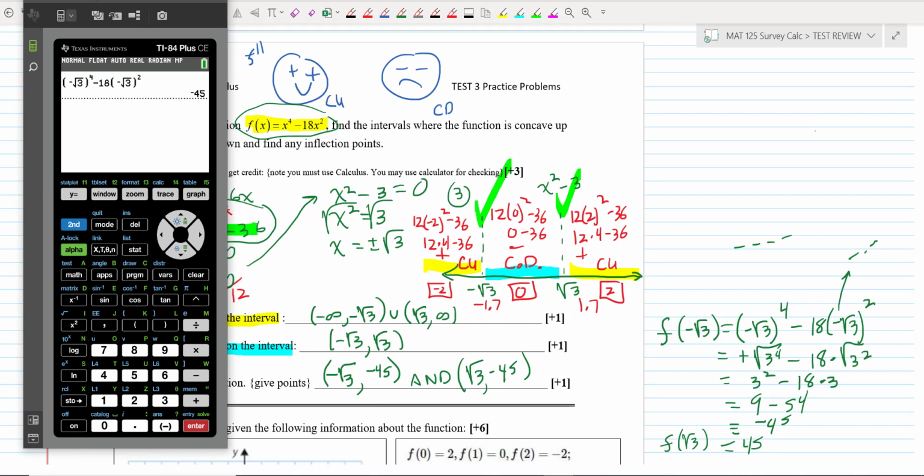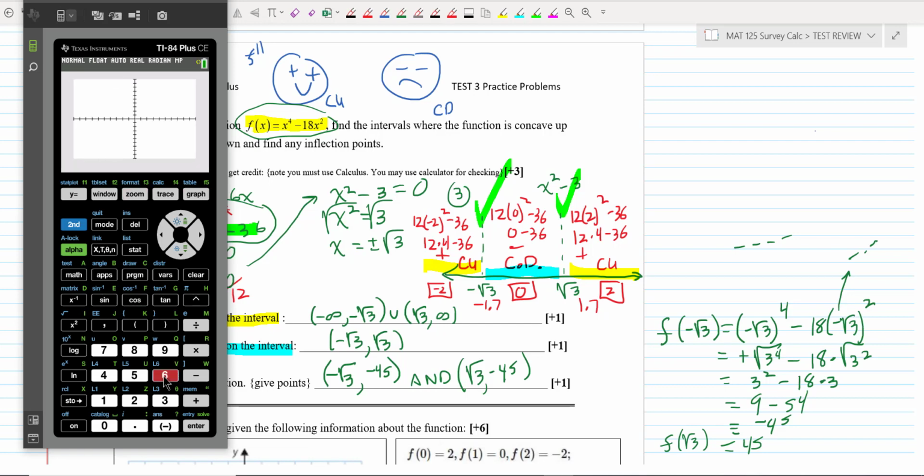Now the other way you can get that negative 45 if you want to is like this. We might as well check the answer to the problem. So if I just graph this, I'm going to clear off the graph I had from a previous problem. I'll have x to the 4th, and then subtract 18 x to the 2nd, and I'll just do whatever window I had on the last problem. I probably need to expand this out a little bit here.